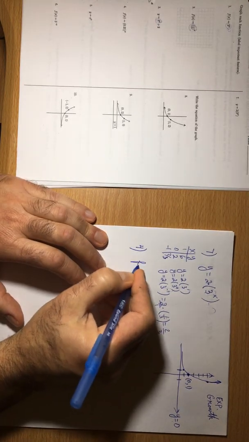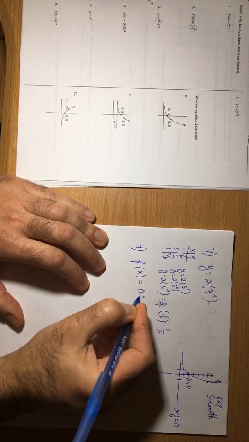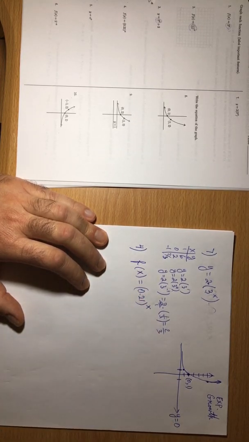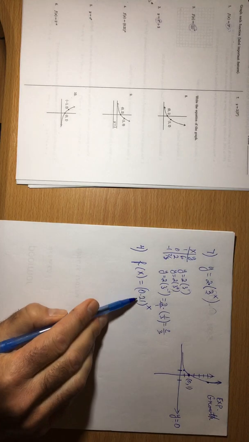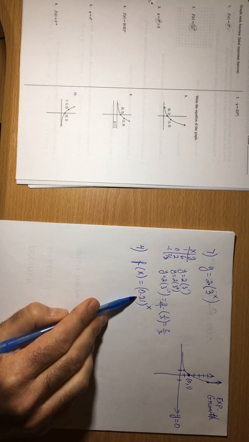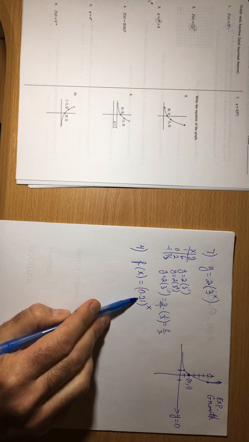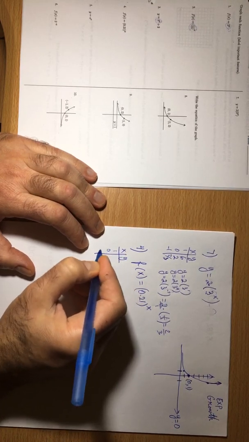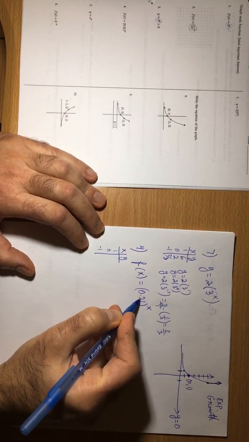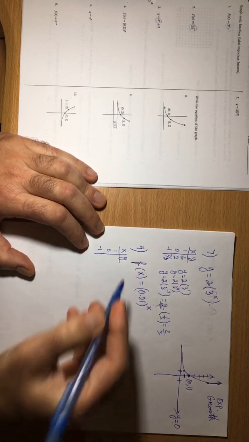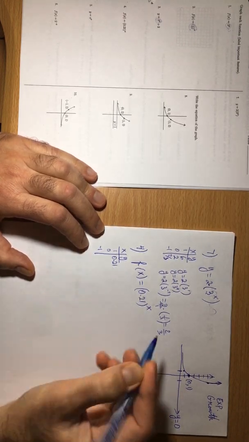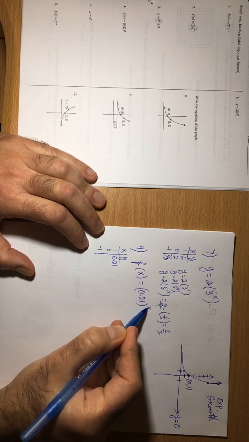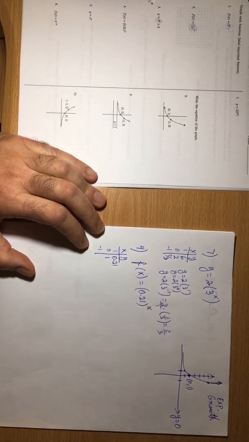This is growth and decay review A. Now, this is f of x equals 0.21 to the power of x. Okay. Look at the base. Is that greater than 1 or between 0 and 1? It's between 0 and 1, so it's exponential decay. Again, you make your table, 1, 0, -1. So if 0.21 is raised to the power of 1, anything to the power of 1 is itself. What's 0.21 to the power of 0? Anything to the power of 0 is 1.